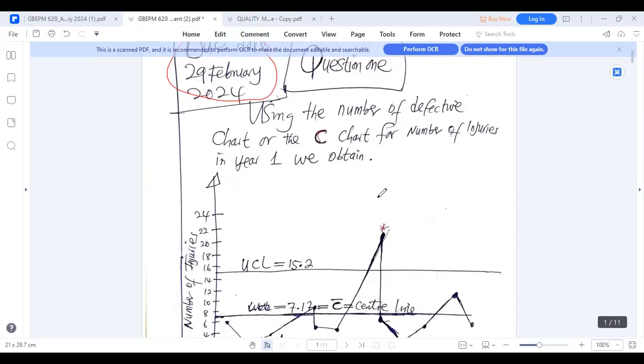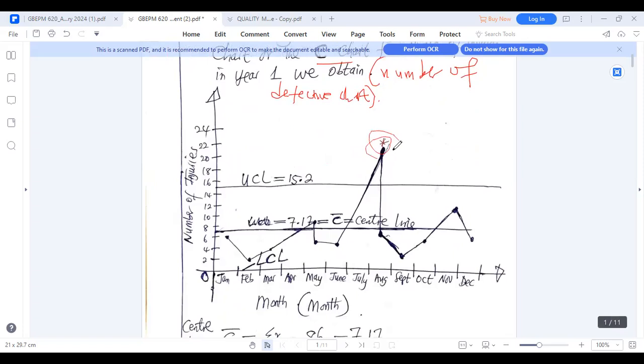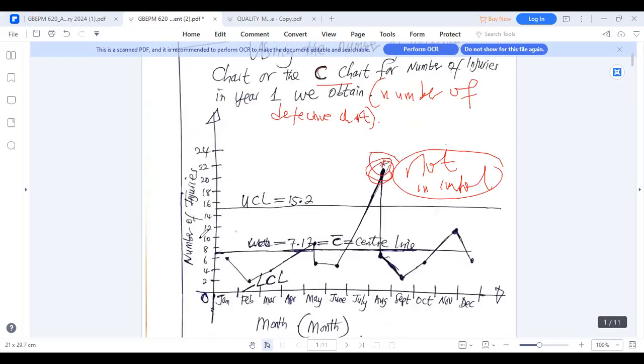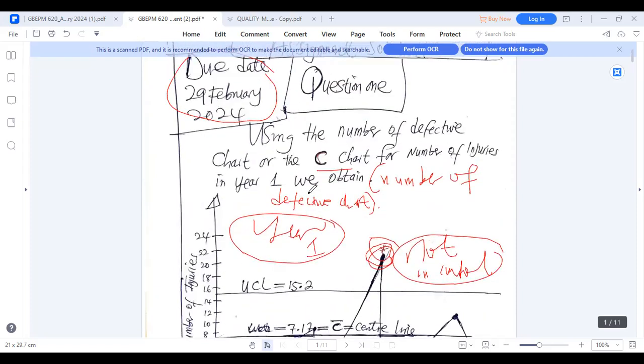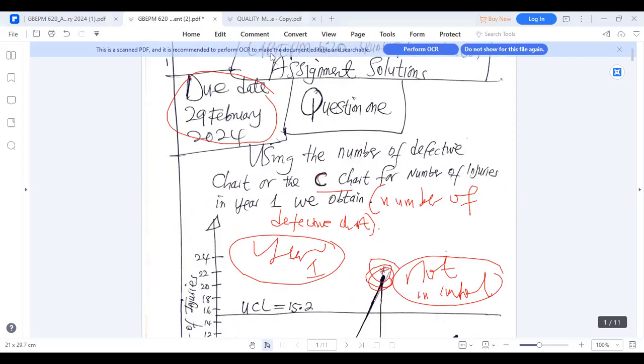The first one is a C chart, which is the number of defective chart. So this process is not in control. Not in control because for a number of times, number of injuries here, we have the C bar as a center line.